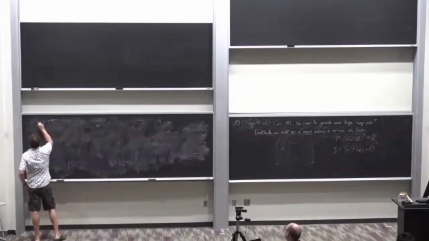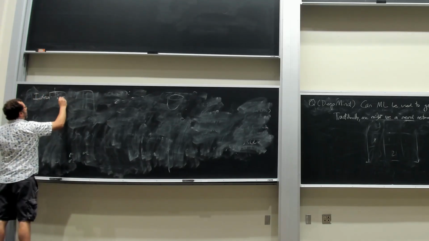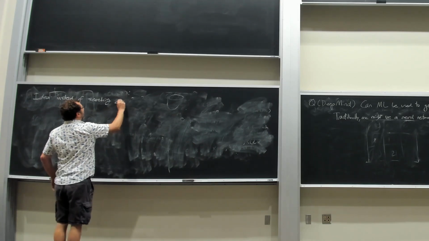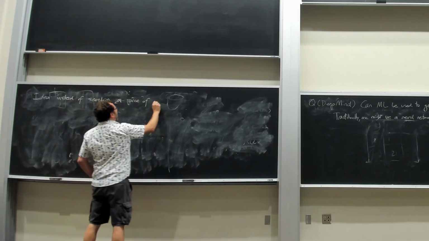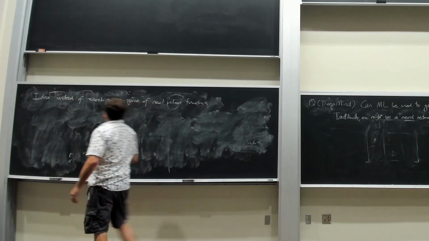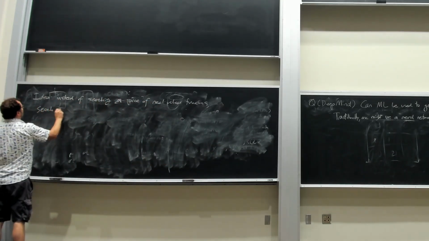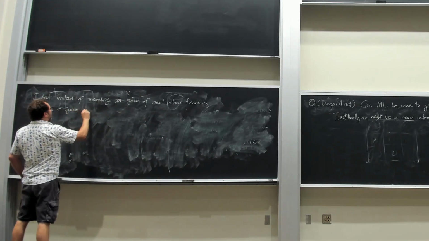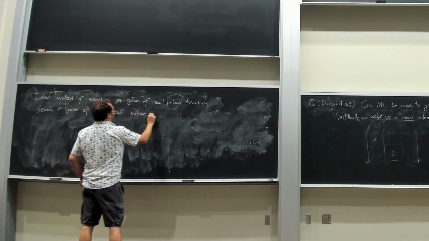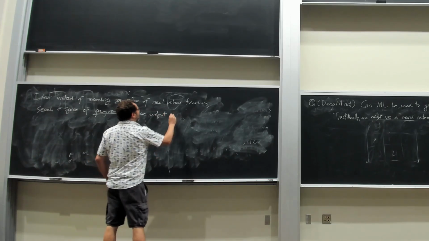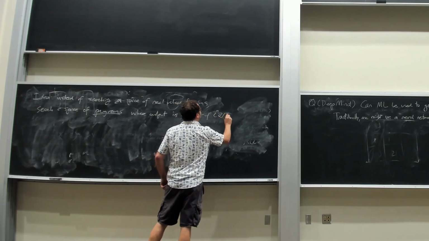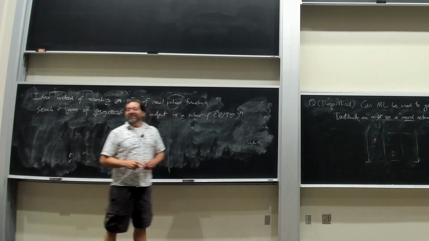So the idea: instead of searching a space of real valued functions, search a space of programs whose output is a subset of Z mod 3Z to the n.